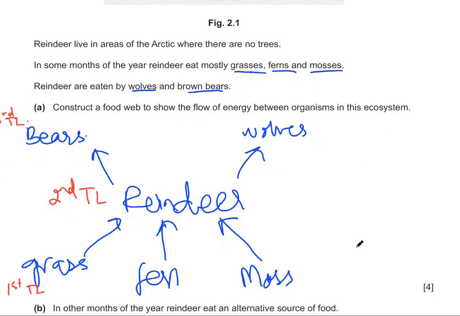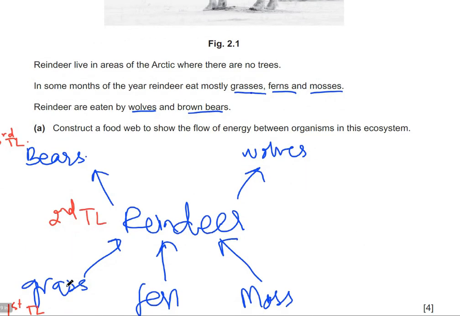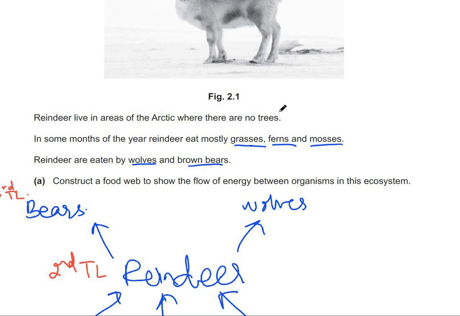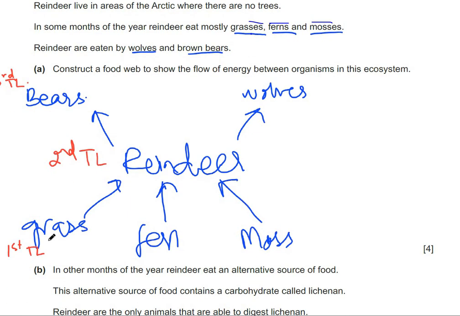So this is a food web. Basically, what happens is that the producers, what are the producers? Producers are the organisms which can make their own food. For example, in this, grasses, ferns, and mosses. Alright, so this is the first trophic level. What is the first trophic level? The producers. So we added them in the first trophic level.